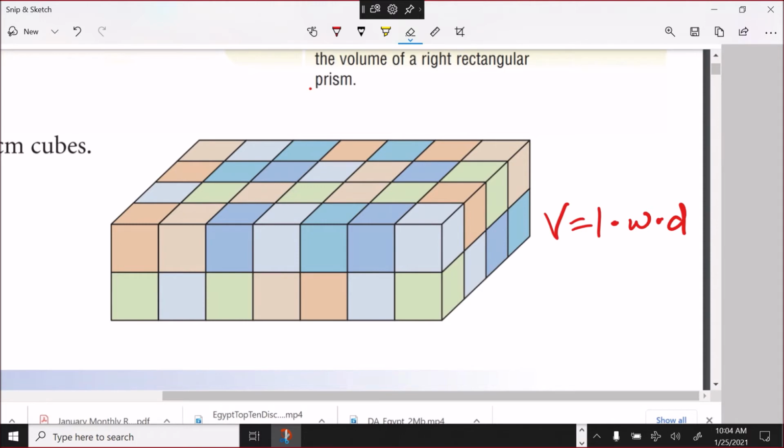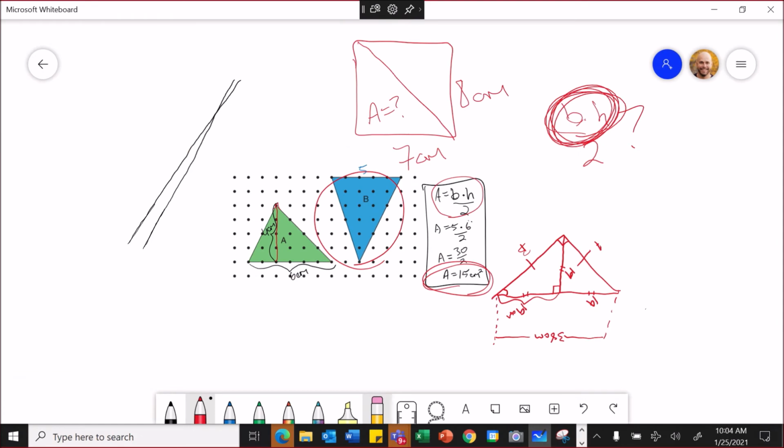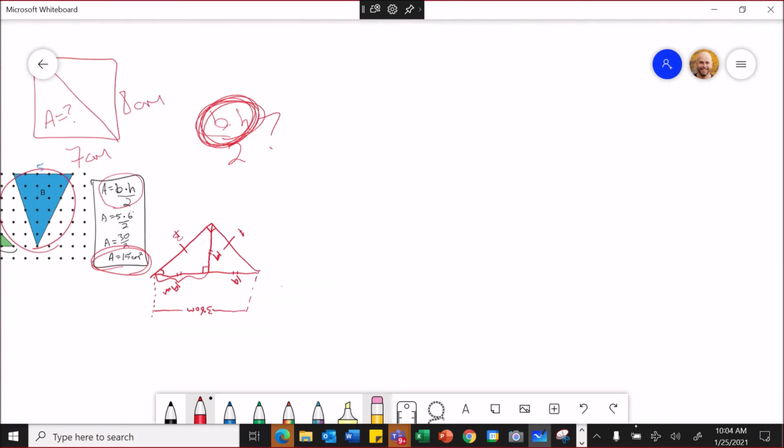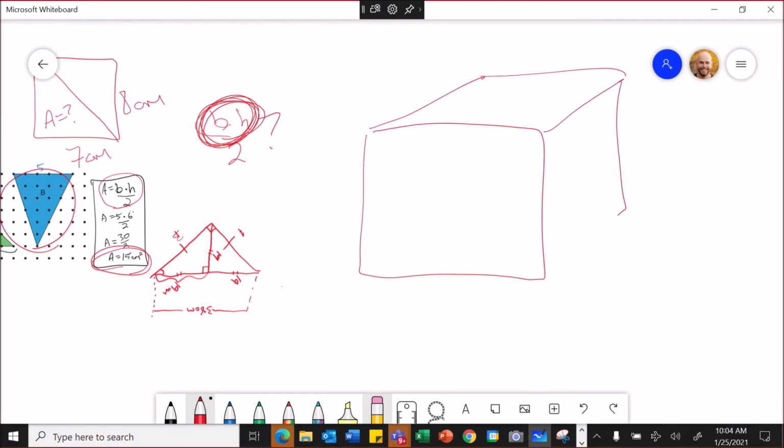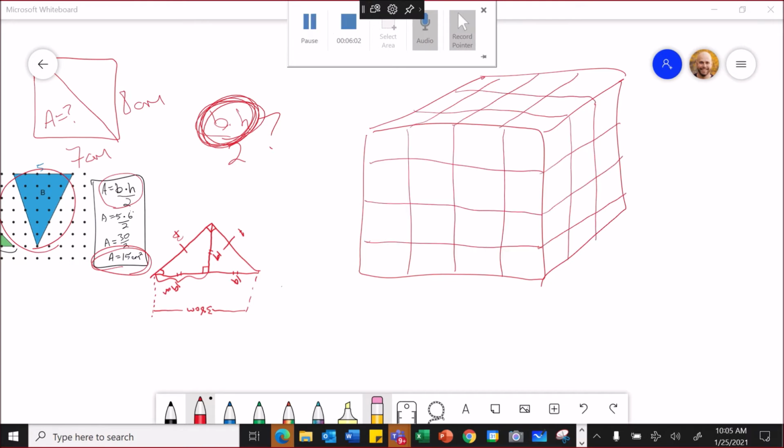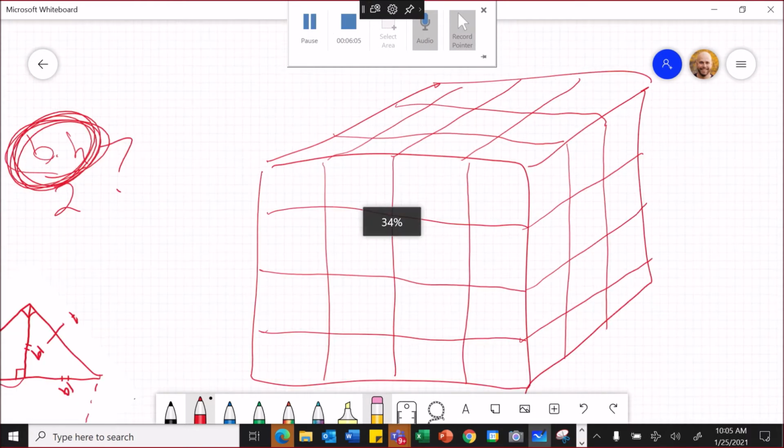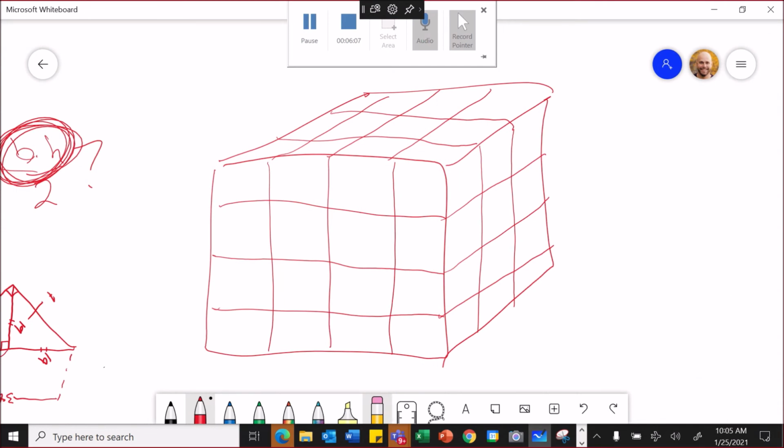So let's do a quick example. We're going to run over to our whiteboard, and I'm going to give you another shape for you to do. All right, here we go. Here is your shape. It looks kind of like a Rubik's Cube, except it would have to be 4 by 4 by 4 to be proper, or 3 by 3 by 3. But this one appears to be 4 by 4 by 3.